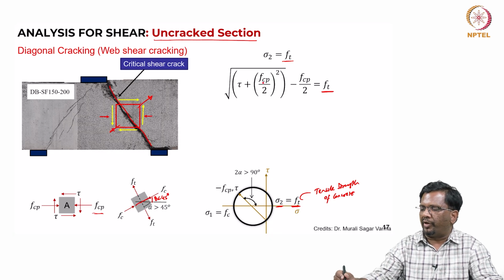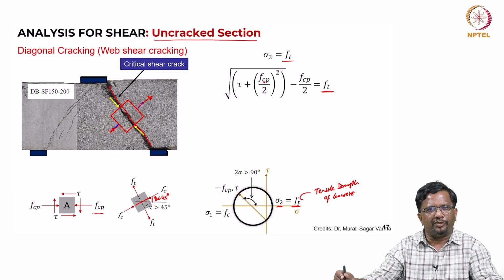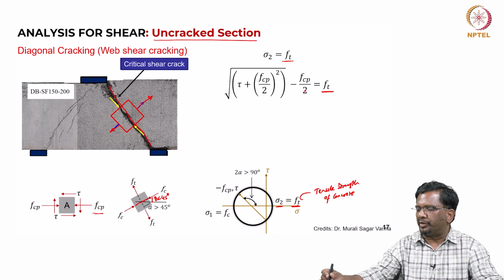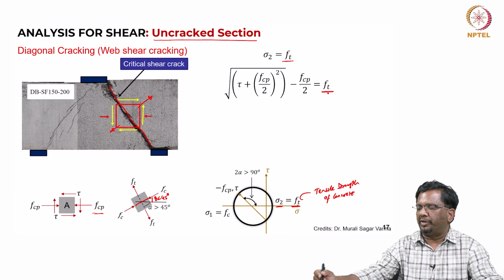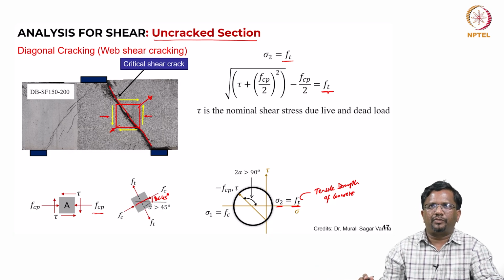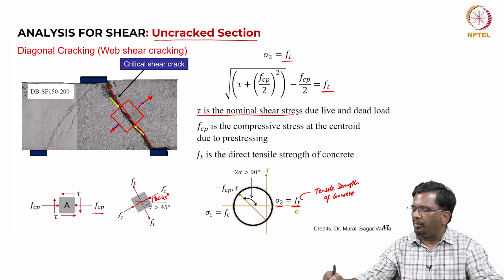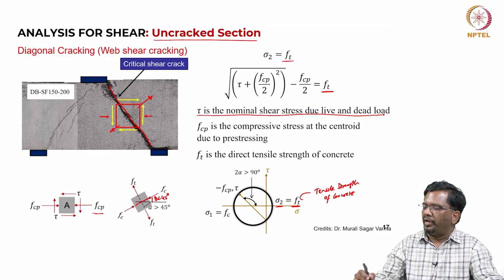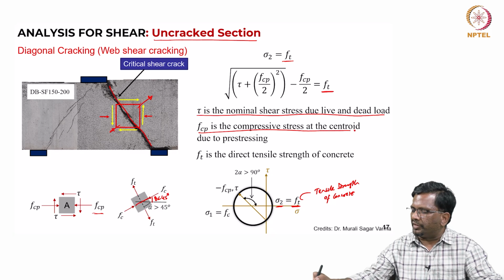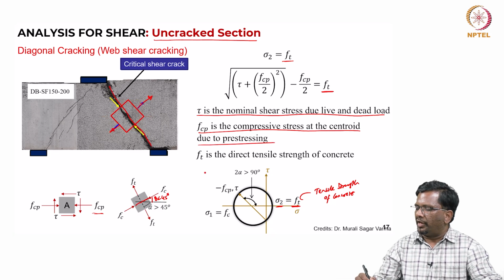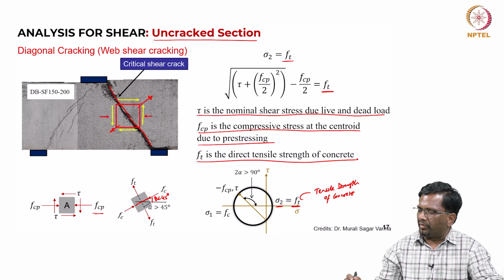So, there is no fy. fx is nothing but your FCP, which is the average pre-stress. So, if you substitute, this is the equation for your principal tensile stress, right. Now, what are all these denoted? Tau is the nominal shear stress due to live and dead load, and FCP is the compressive stress at the centroid due to pre-stressing, and Ft is the direct tensile strength of the concrete.